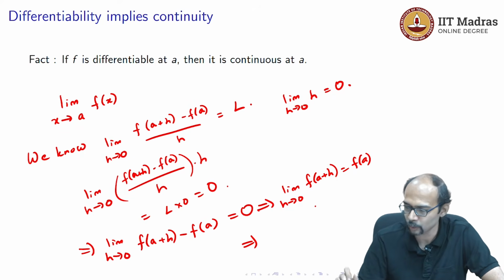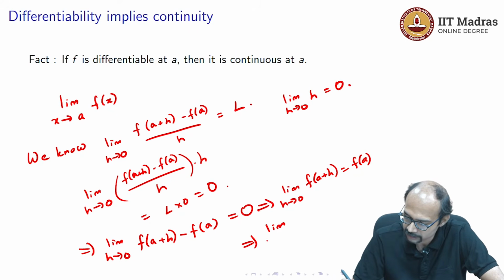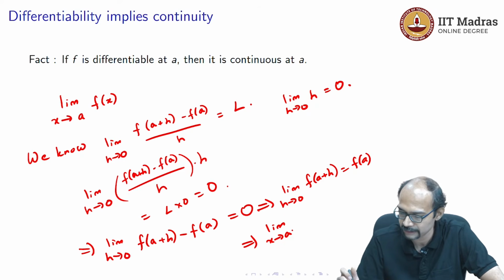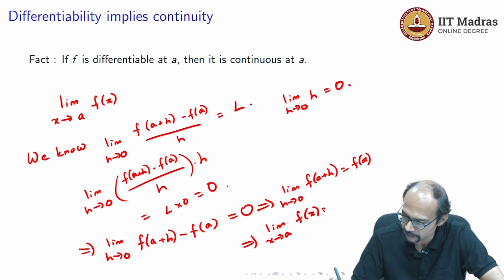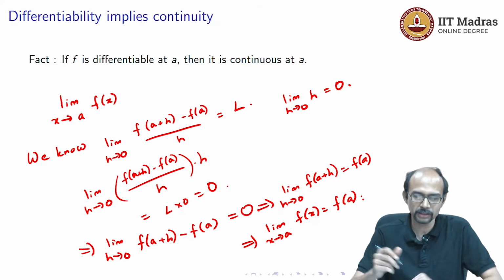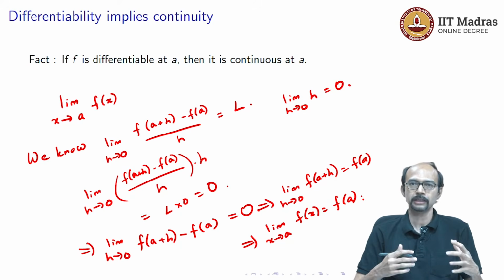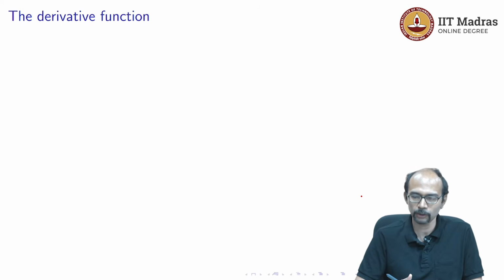But now instead of writing this as a plus h, you could write this as x and just write x tends to a, because x is equal to a plus h, then h tends to 0 means x tends to a, and f of x tends to f of a. Okay. So, this is a proof that f is continuous at a. So, differentiability is a much more powerful concept than continuity. If it is differentiable at a point, it is definitely continuous at that point. Okay. So, we can now talk about the derivative function.